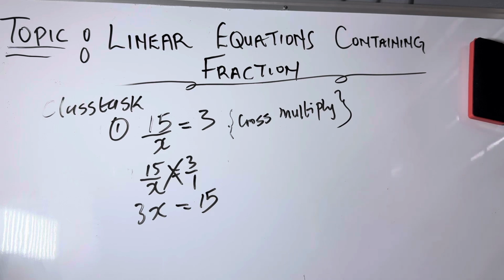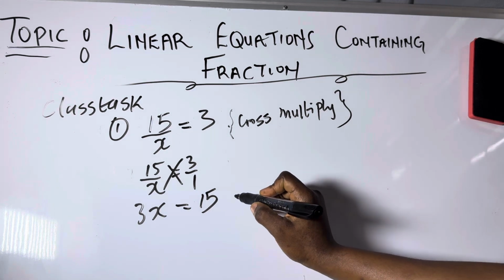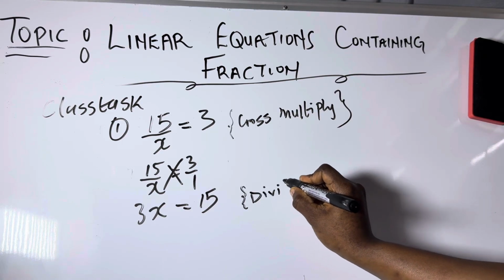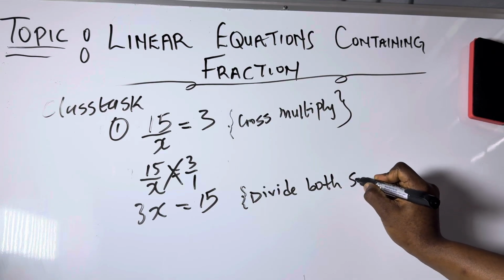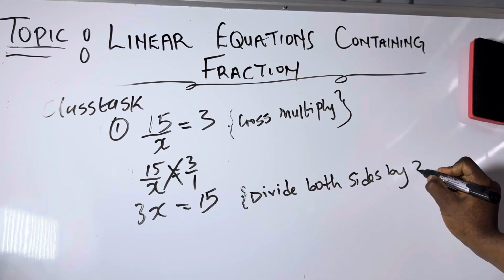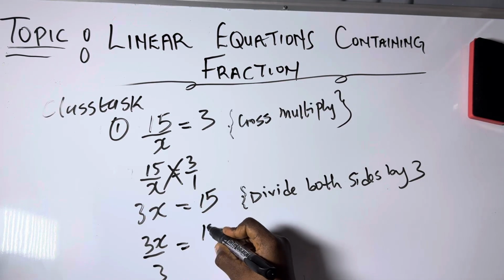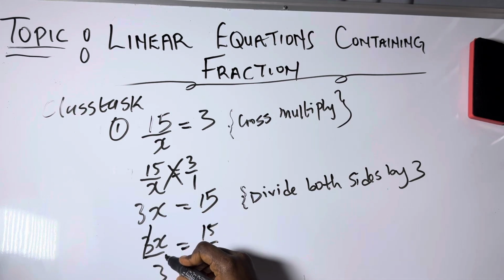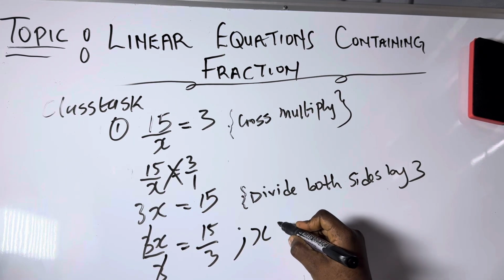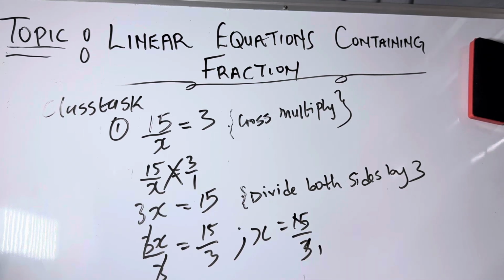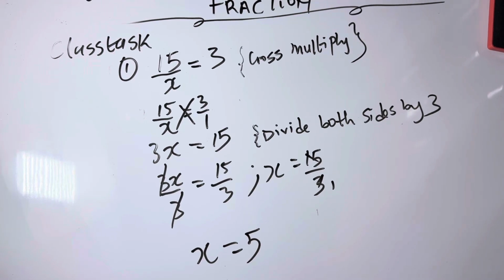Now, to make the x the subject of the formula, you divide both sides by 3. So here we have 3x over 3 equals 15 over 3. 3 cancels 3. Your x equals 15 over 3. 3 in 15 goes 5. That means x equals what? 5. x equals 5.